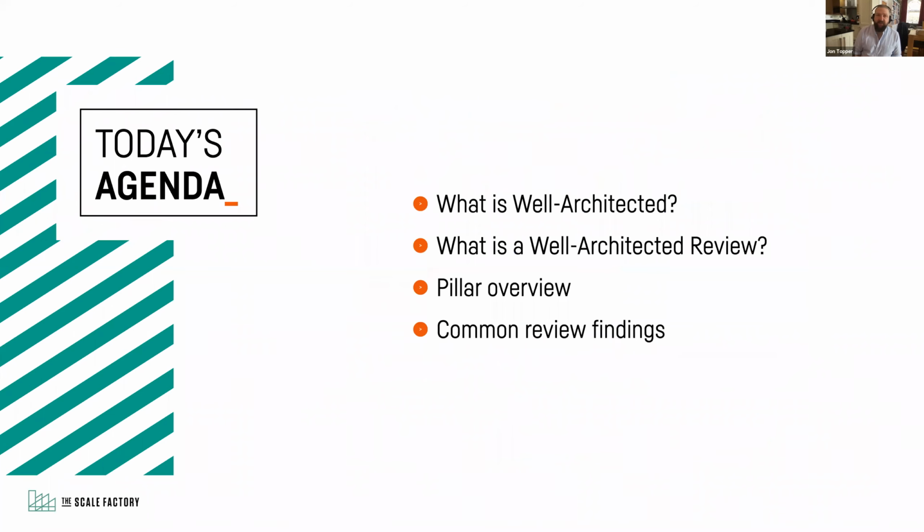So today's agenda: we're going to talk about what Well-Architected is, and what a Well-Architected review looks like. Well-Architected is split into pillars. We're going to do a brief overview of each of those 5 pillars, and in that, I'm going to talk about common review findings, so things that we've seen as we've reviewed these workloads. Things that we see repeatedly, that are useful information you might be able to take away and avoid making the same mistakes while you're building your own platforms. So let's get into the meat of it.